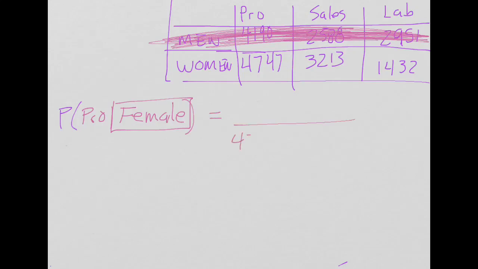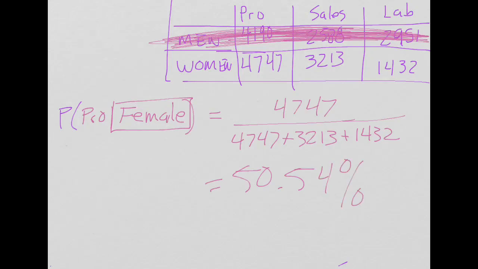So we're going to get our 4,747 plus 3,213 plus 1,432 for the total women there. And we want to know, of the women, what's the probability that a random person chosen is a professional? So we take that professional numerator, which is 4,747. So add up your denominator, take your numerator, and divide it by that. Sorry, I'll do this behind the scenes next time, but you should get 50.54%.